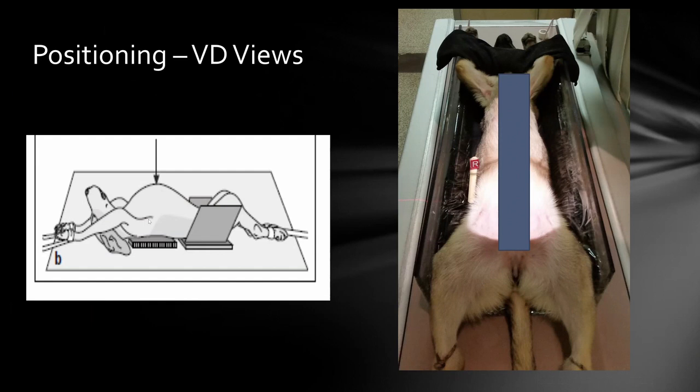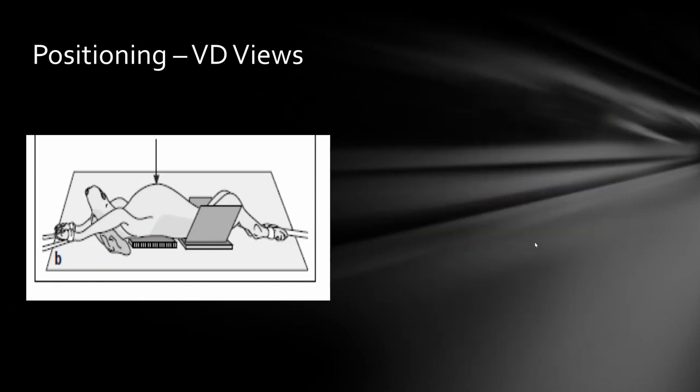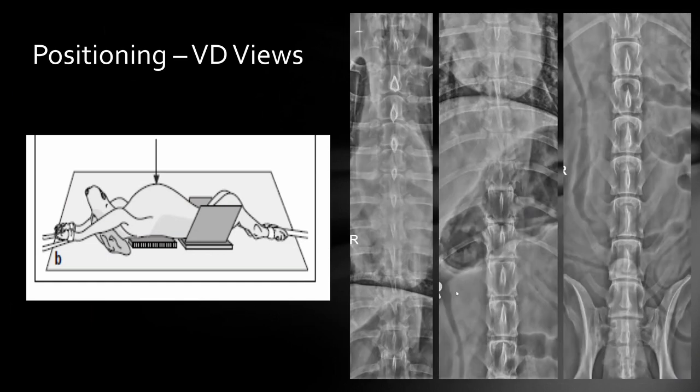For the thoracolumbar spine, we typically pull the legs forward for that. And again, you can use V-shaped positioning devices. This is our V-trough at our institution. And we collimate to the area of interest, kind of in the middle of the dog, and try to get them as straight as possible. These are very nice straight radiographs.